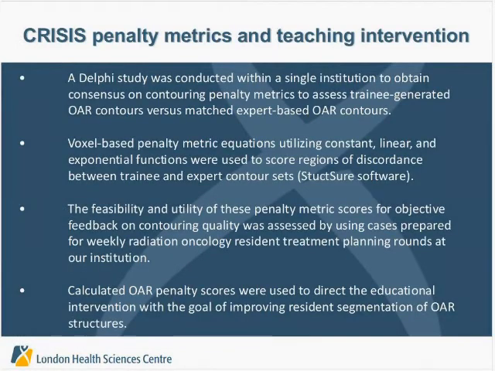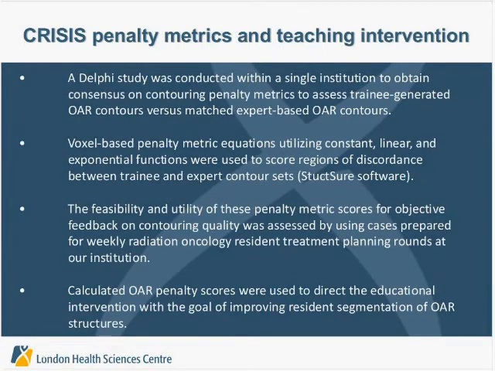So for our first project, we developed something called the CRISIS penalty metrics, and CRISIS stands for critical structure intercomparison of segmentation. What we did was a Delphi study, which is a consensus building approach within our institution, looking at 5 different physicians who are experts in various areas, to come up with penalty metrics that we would want to use to assess our trainees who are contouring organs at risk, when we compare them versus experts for these organs at risk.